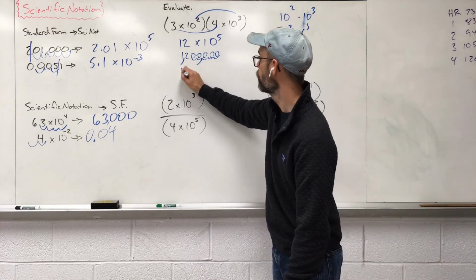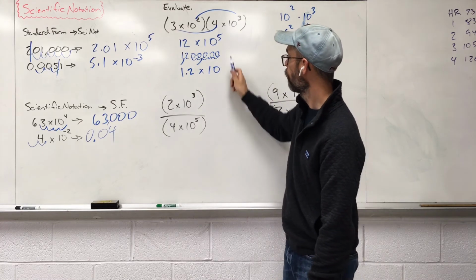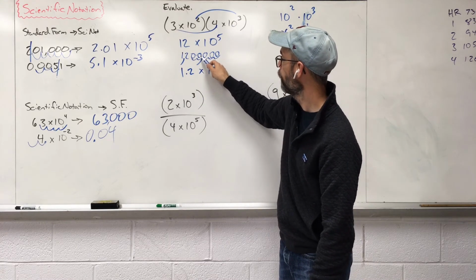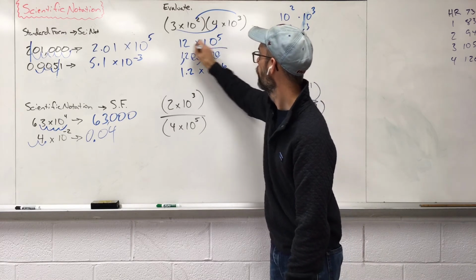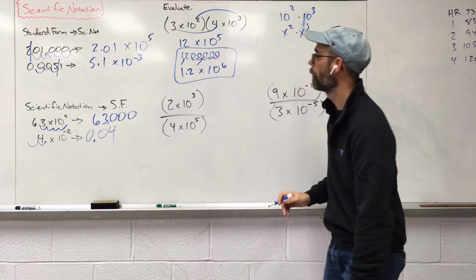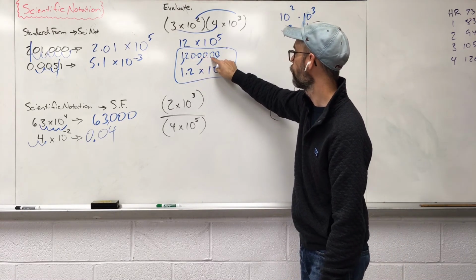We now want our decimal to be between 1 and 2. And originally it's back here. We're going to go 1, 2, 3, 4, 5, 6 spots. That's what we're looking for. Scientific and standard form.